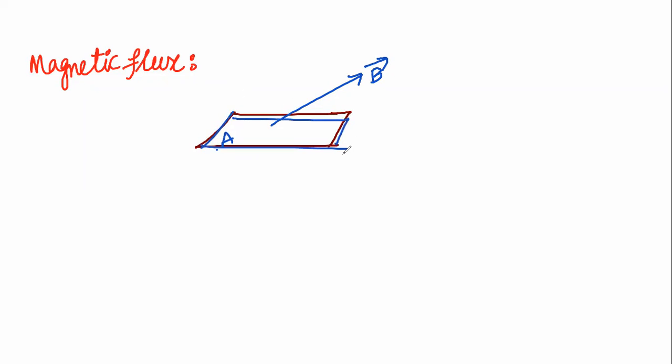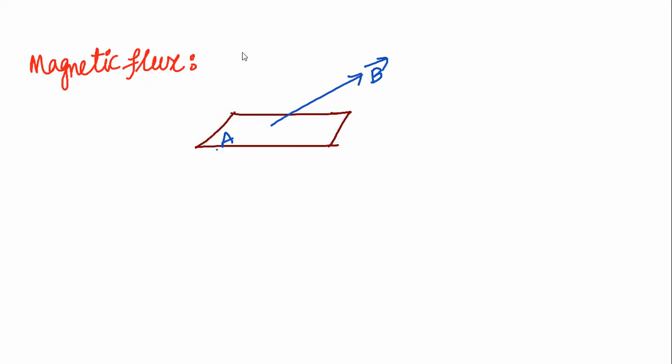The number of magnetic lines of force passing through a unit area is called the magnetic flux. Let us suppose this is the surface. For this surface, the magnetic field is like this. B bar is that magnetic field. This full area is taken as the area.